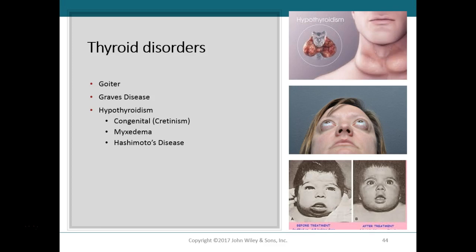The last disorder I wanted to mention briefly is Hashimoto's disease, and this is also an autoimmune disorder, and in this, rather than creating antibodies, you develop hypothyroidism because the immune system is destroying the tissue of the thyroid gland, and of course destroyed tissue can't create functional hormones.